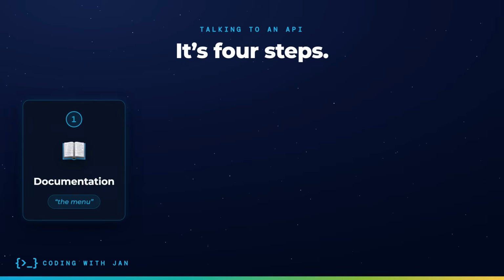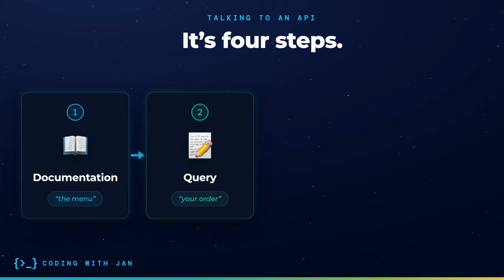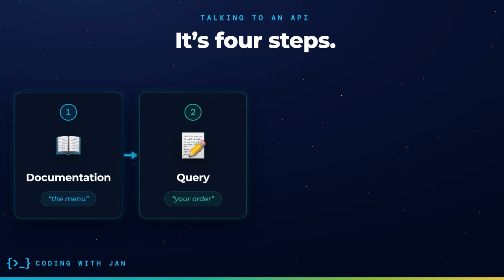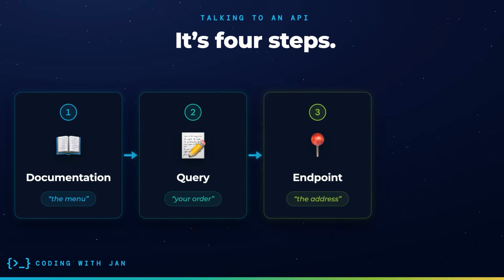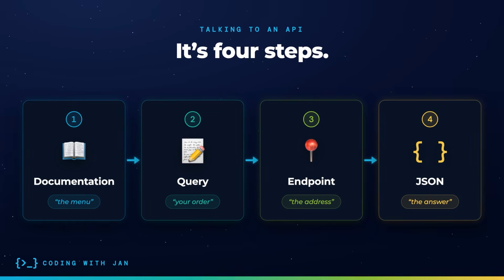Okay, now how do you actually talk to an API? It's usually 4 steps. Number 1, you need to stick to the official documentation where Shopify lists all the fields and all the things that are available. Think of it like the menu. Then you have to write your query, which is kind of like your order. You have to articulate what you want. Then you send it off to a specific endpoint that the request needs to go to. And then you get your answer back in a very structured format called JSON.